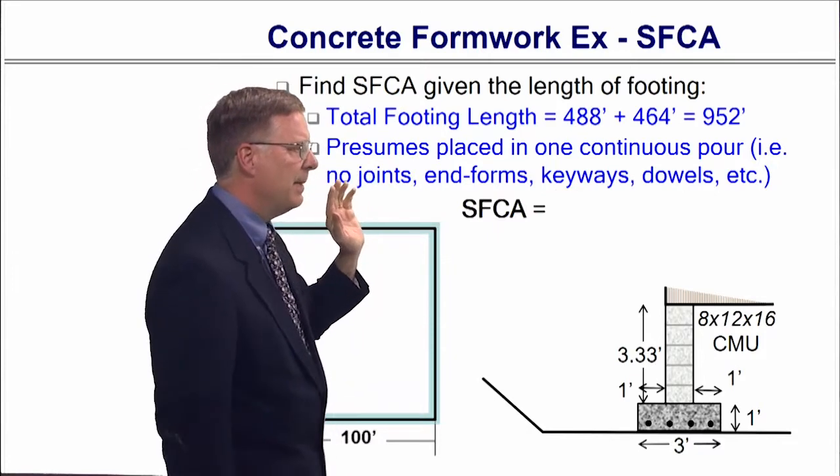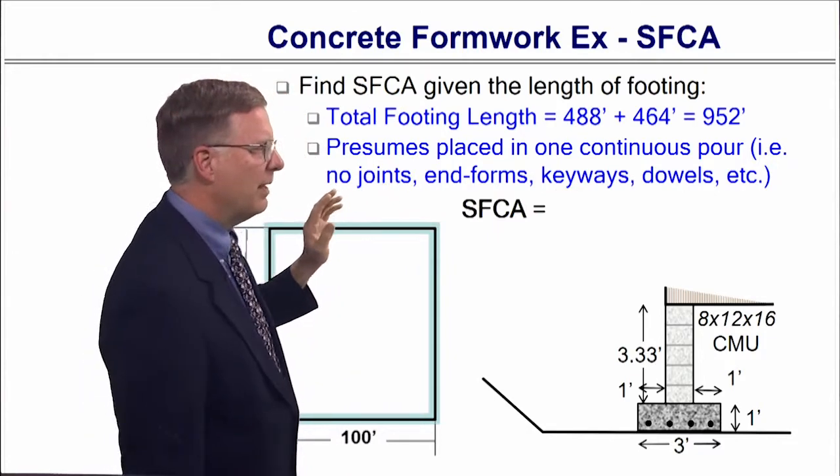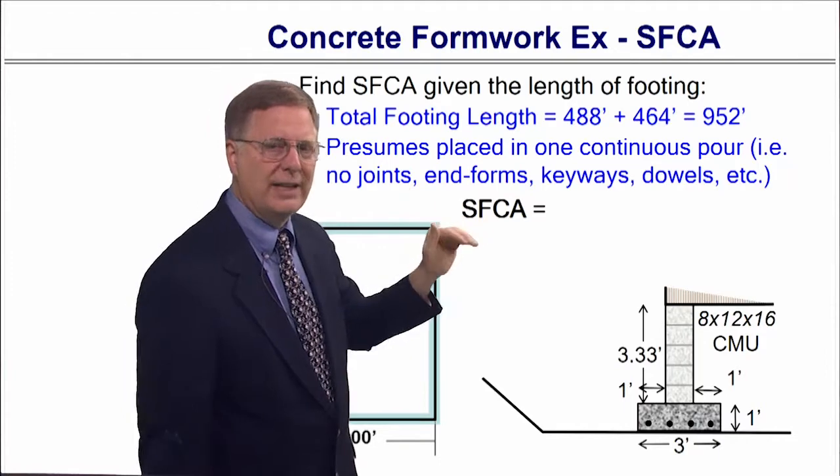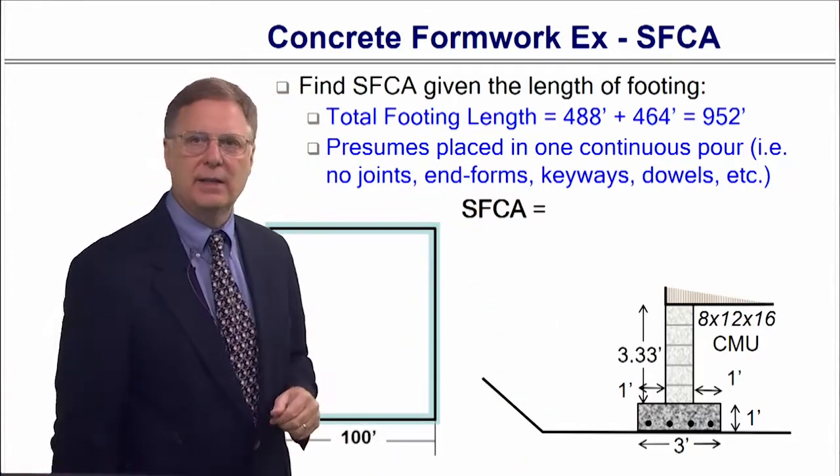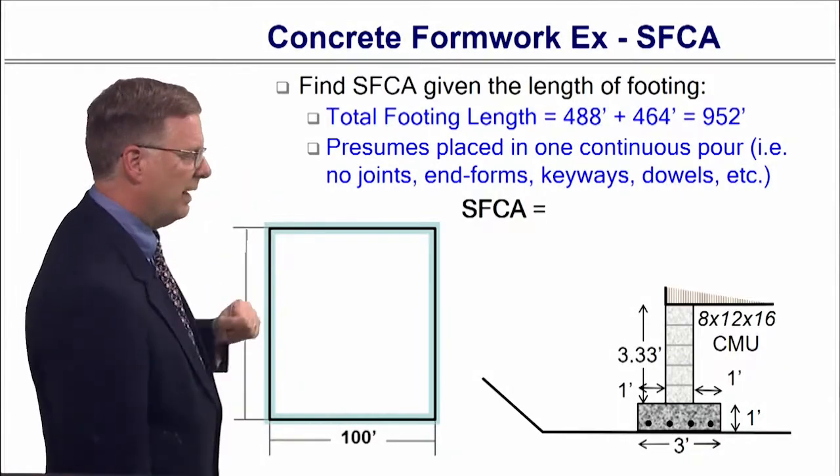That would mean, when I say one continuous pour, that I don't need joints, I don't need end forms, I don't need keyways. We're just going to start this thing and work our way around and place it. Those things would have to be priced separately.